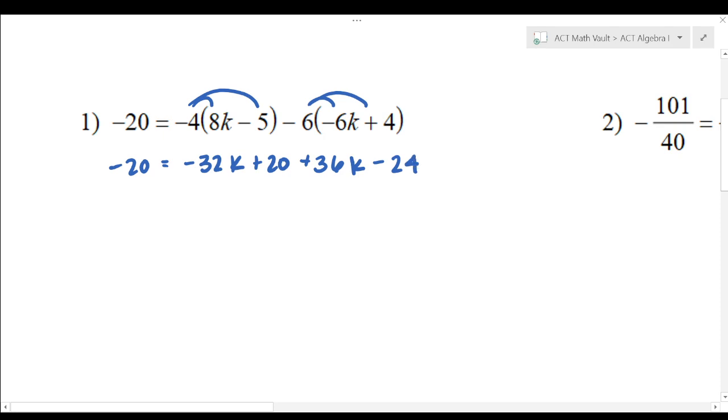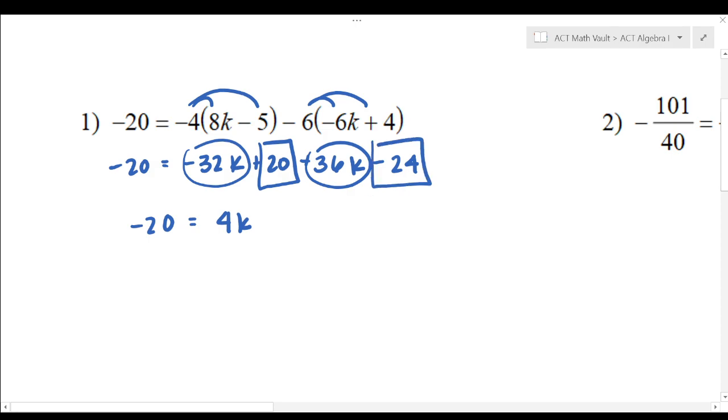I need to combine like terms. I'm seeing that these two terms have a k in them. Let's drop this -20 and combine those to be 4k. The plain numbers or constants will combine to be -4. Notice my symbols for combining like terms. Just helps keep everything separated.